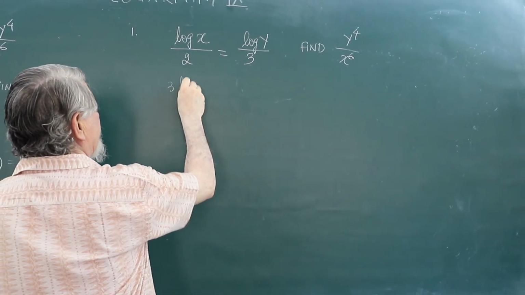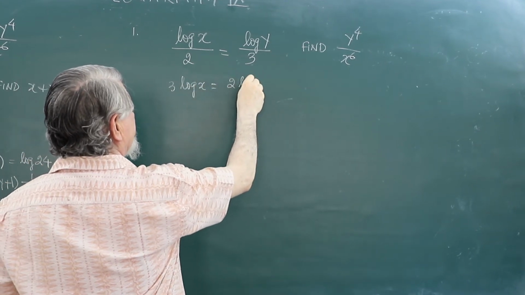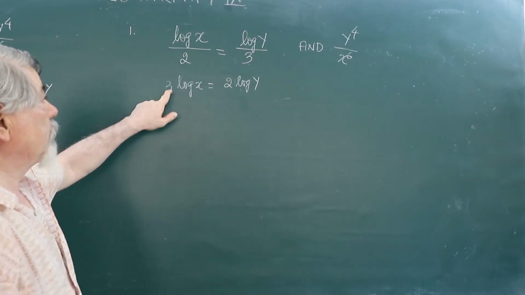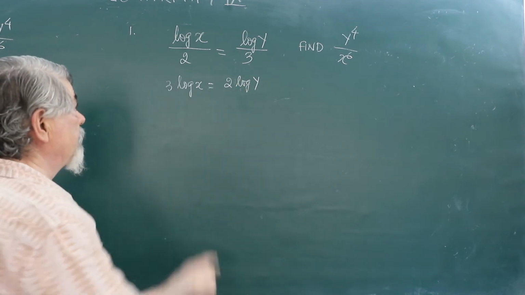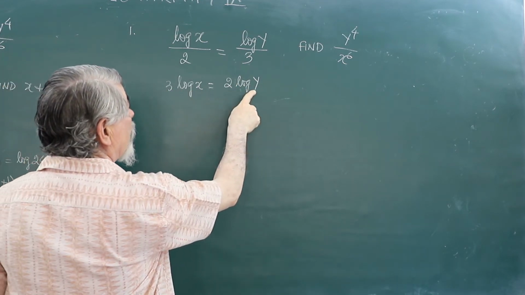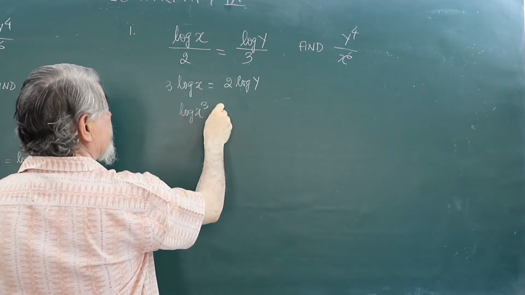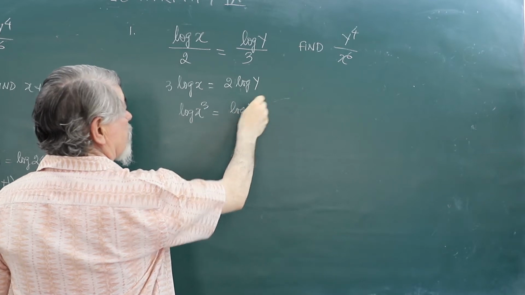3 log x will be equal to 2 log y. There is no base given. That means it's a common logarithm, and common logarithm means to the base 10. This is 3 log x is equal to 2 log y. It could be written as log x to the power 3, and it can be written as log y to the power 2.